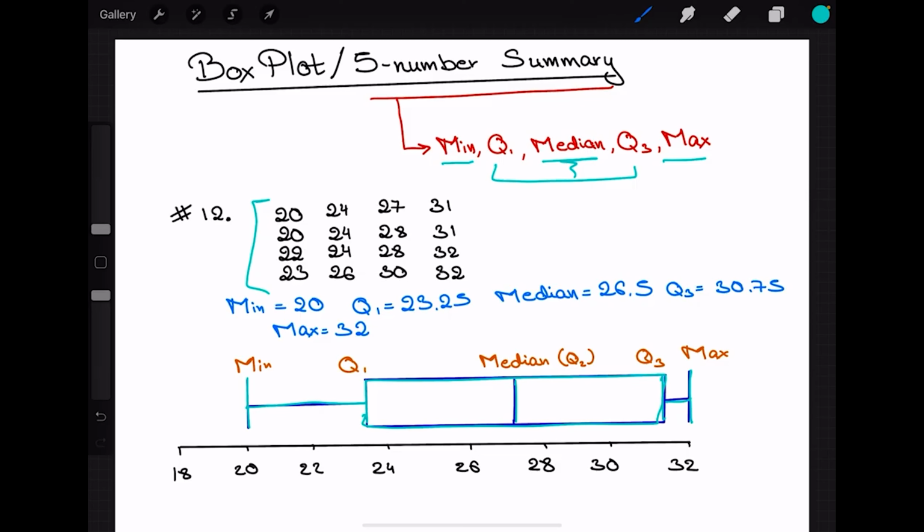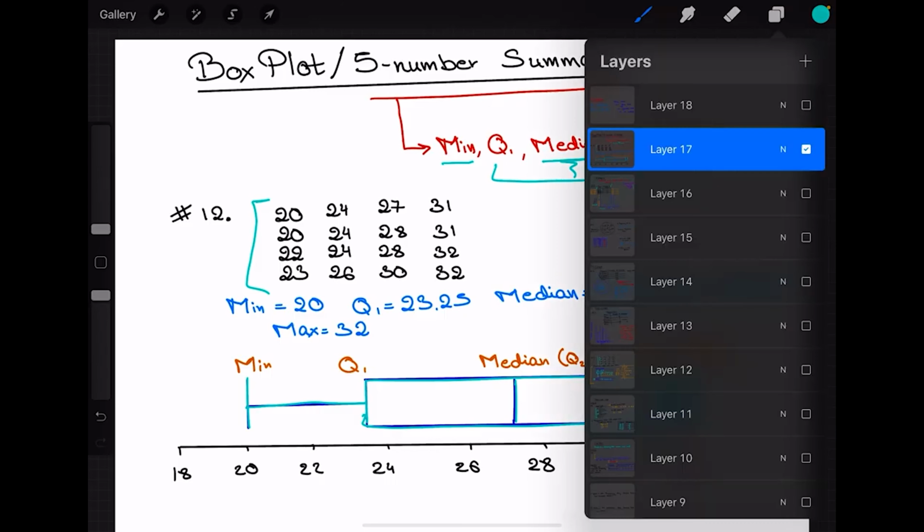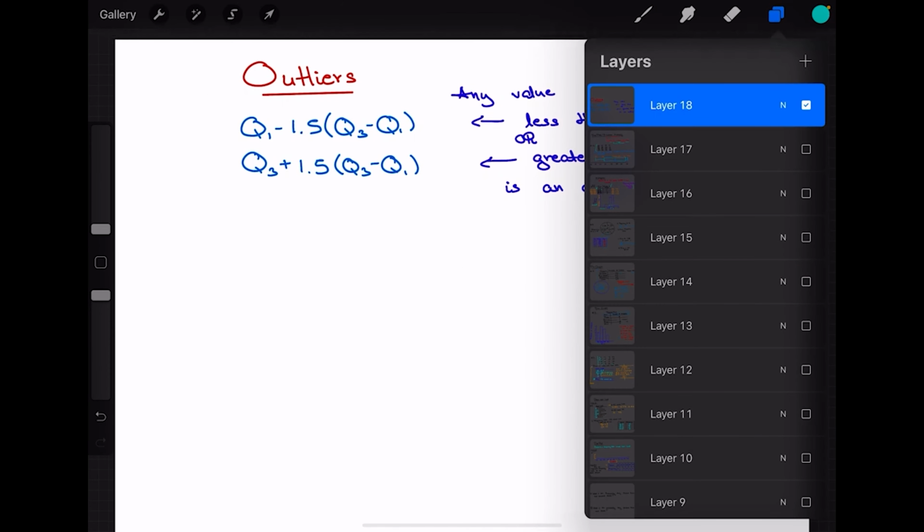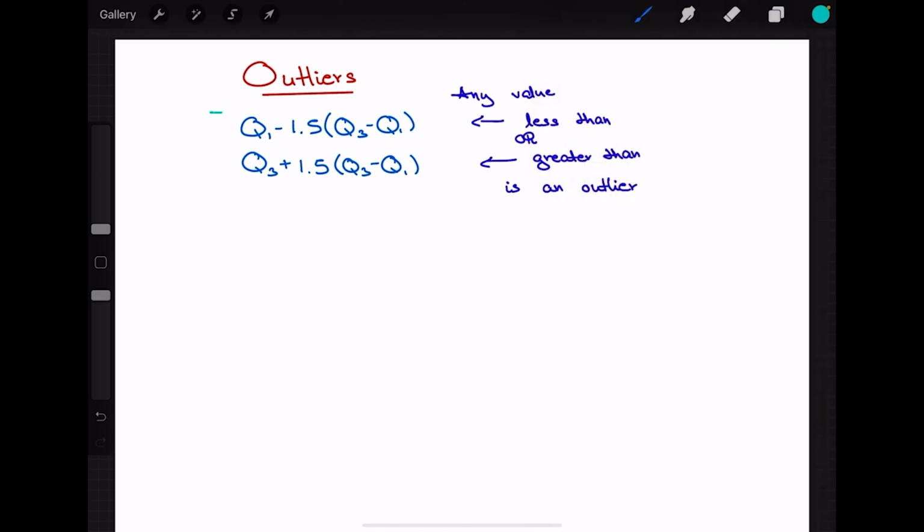Now, there may be a few questions that would ask you about outliers. Outliers are found by using these two formulas over here. So Q1 minus 1.5 times (Q3 minus Q1). It's any value less than this and any value greater than Q3 plus 1.5 times (Q3 minus Q1). Those would be outliers.